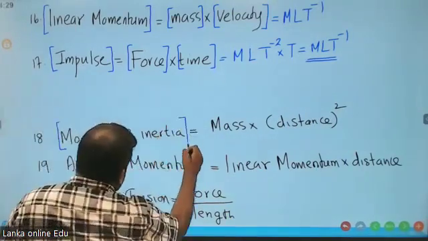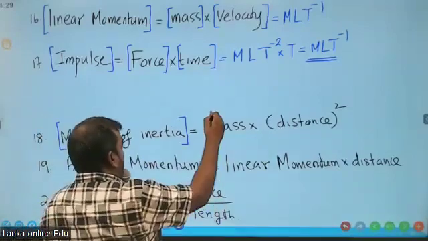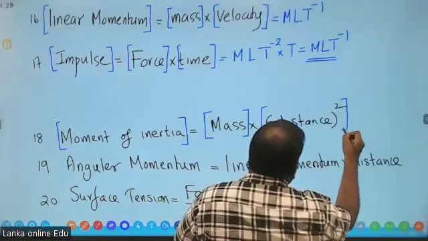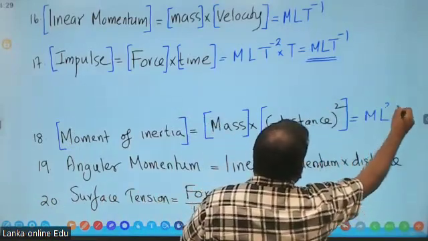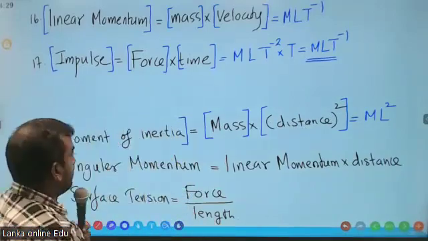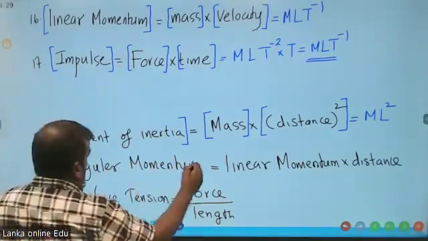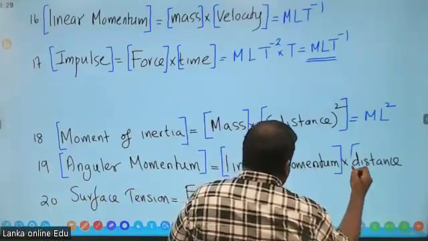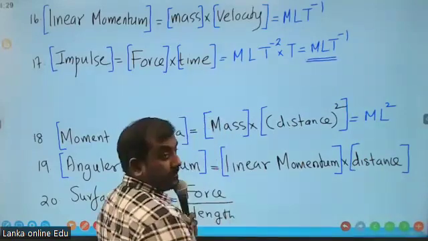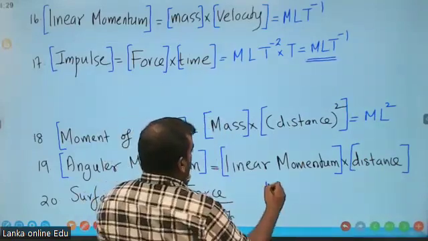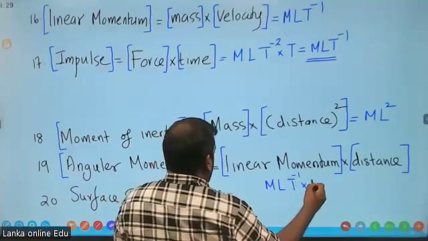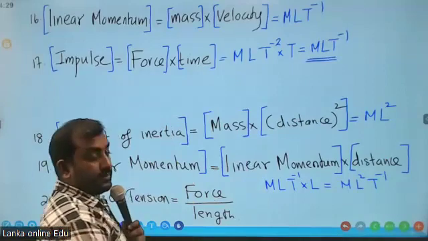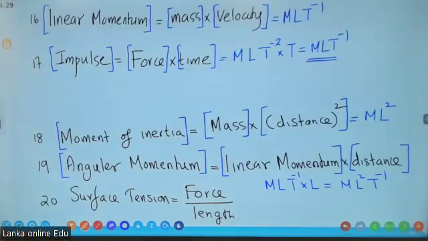Moment of inertia is mass into distance squared, so ML squared. Angular momentum is linear momentum into distance. Linear momentum MLT minus 1 into L, that's ML squared T minus 1.